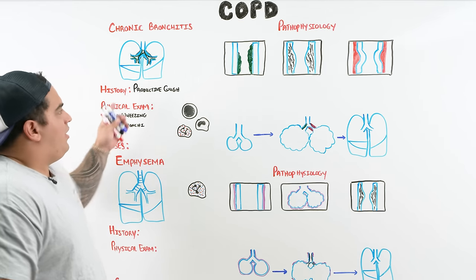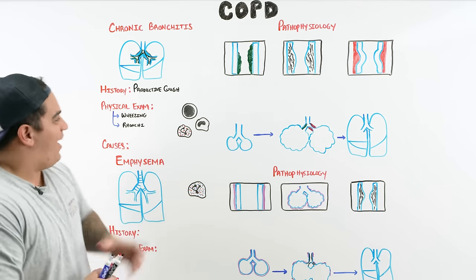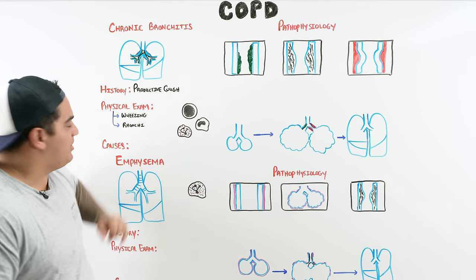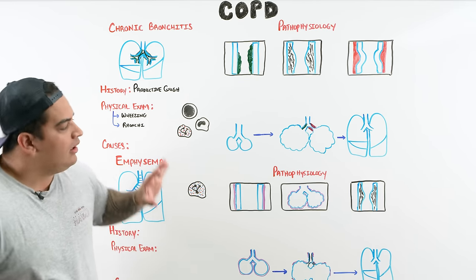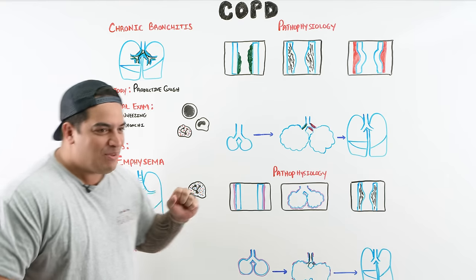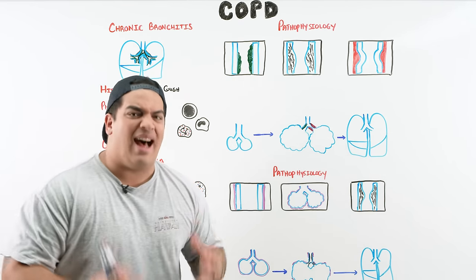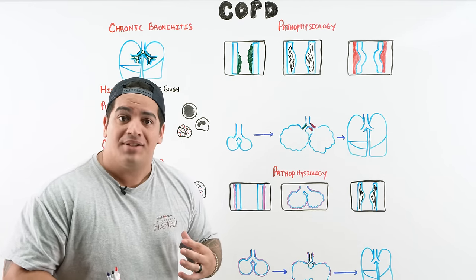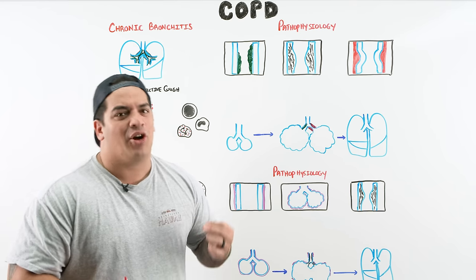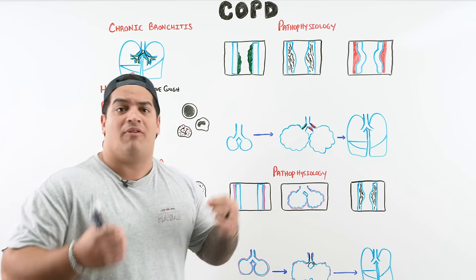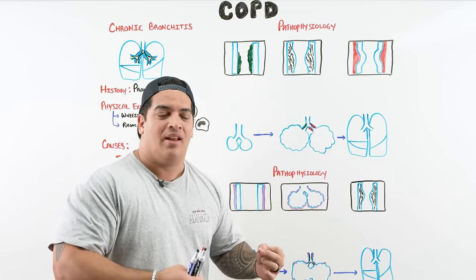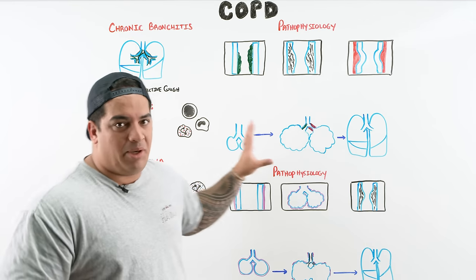Now, the thing I want you to think about with chronic bronchitis is why they present with a productive cough, and why they present with wheezing and rhonchi. The process here is super interesting. One of the things we see with these patients is a lot of inflammation within their airways, and that is the key thing. There may also be some irreversible fibrosis from chronic inflammation. We'll talk about the means by which chronic inflammation develops.